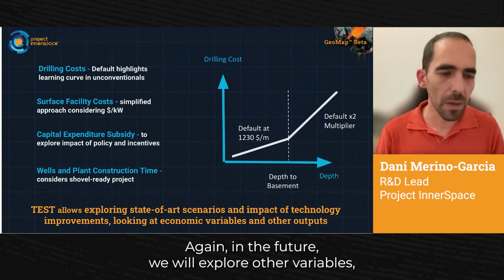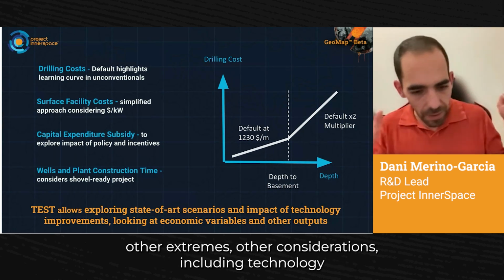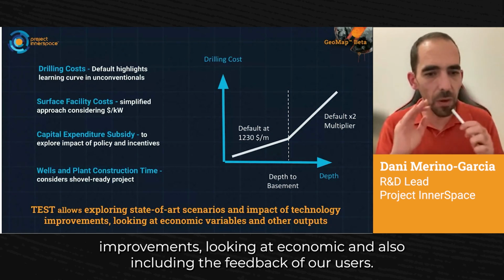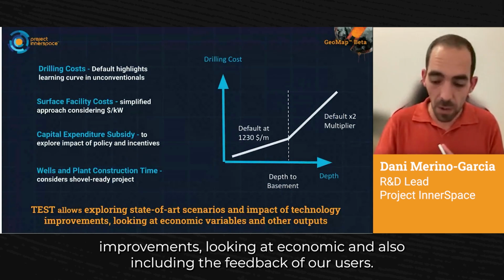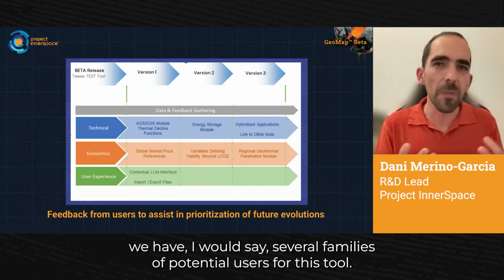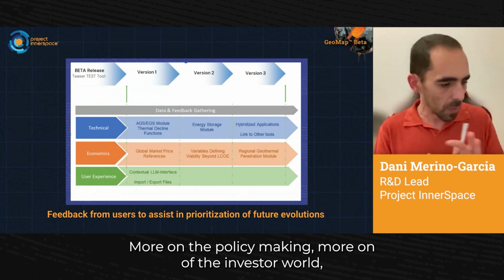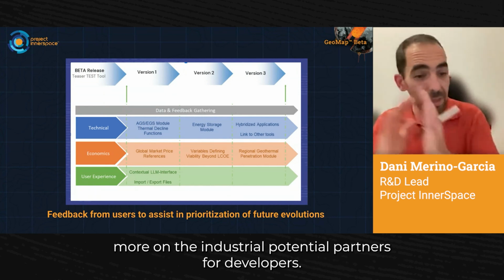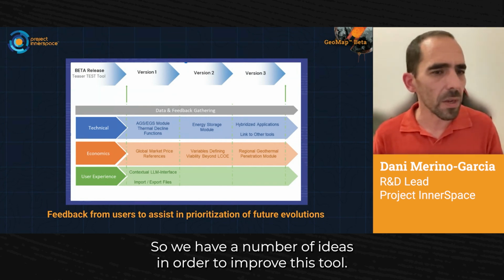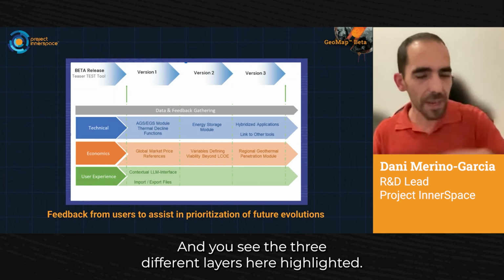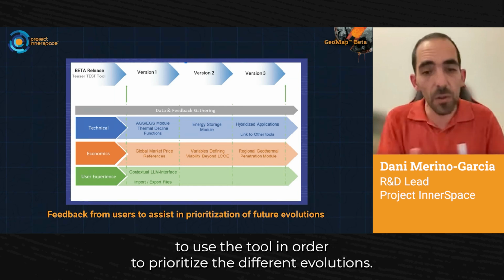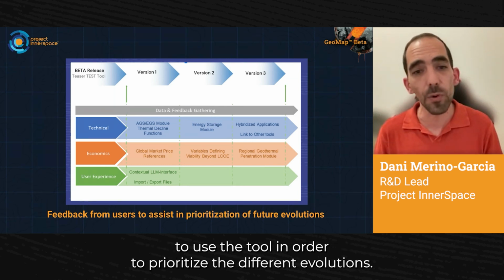Again, in the future, we will explore other variables, other extremes, other considerations, including technology improvements, looking at economic, and also including the feedback of our users, because whenever we're thinking about our way forward, we have, I would say, several families of potential users for this tool, more on the policy making, more on the investor world, more on the industrial potential partners or developers. So we have a number of ideas in order to improve this tool. And you see the 3 different layers here highlighted. But what we also wanted to get is feedback from the people that are starting to use the tool in order to prioritize the different evolutions.